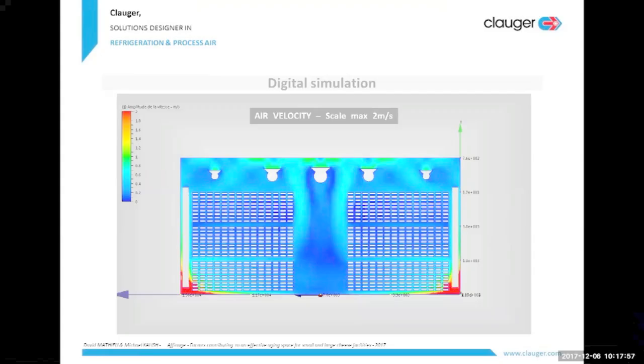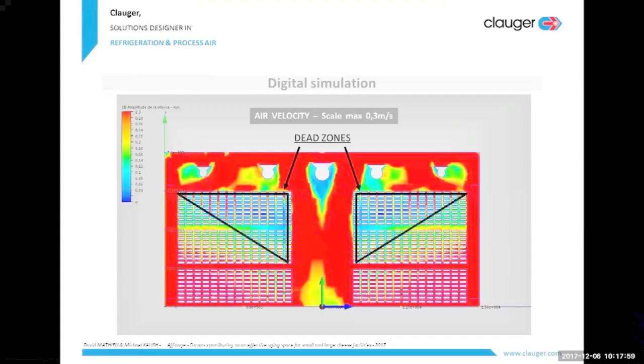So we can change the scale. We put now the scale at 0 to 0.3 meters per second. Like that, we can re-highlight what we want to see. I was talking about 0.3, 0.5 meters per second. That's the threshold. When we go below that speed, we know that the areas are considered dead zones.